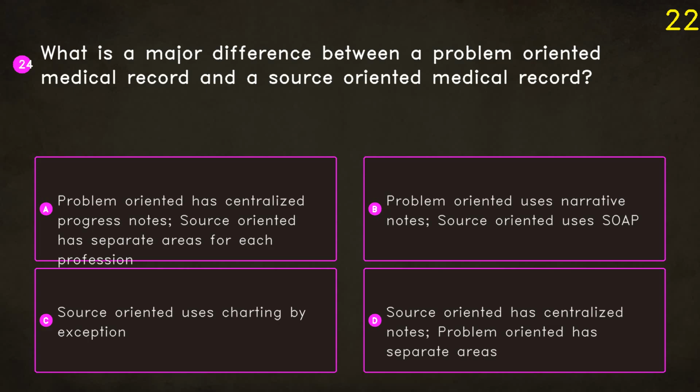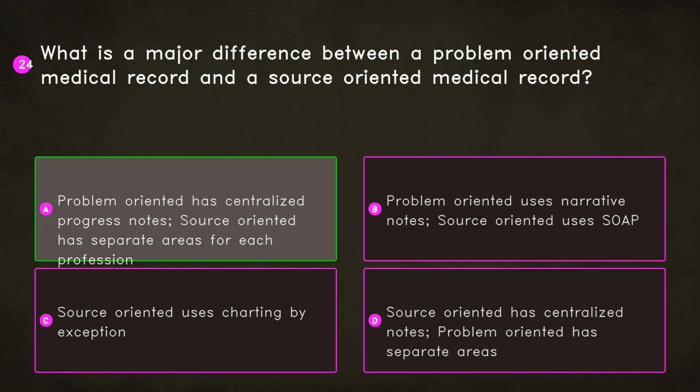Question 24. What is a major difference between a problem-oriented medical record and a source-oriented medical record? A. Problem-oriented has centralized progress notes, source-oriented has separate areas for each profession. B. Problem-oriented uses narrative notes, source-oriented uses SOAP. C. Source-oriented uses charting by exception. D. Source-oriented has centralized notes, problem-oriented has separate areas.